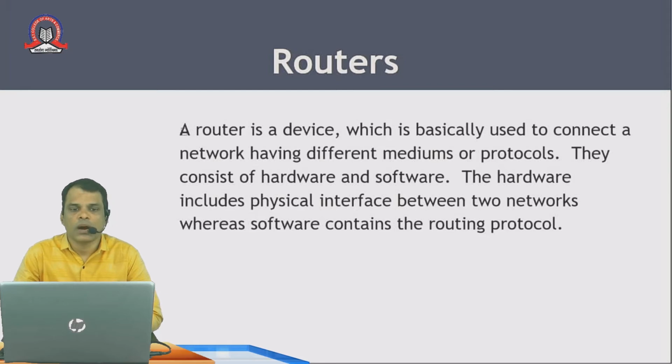After bridges, there are routers. A router is a device which is basically used to connect networks having different mediums or protocols. If the protocols are different or the mediums are different, we have to use the router. They consist of hardware and software. The hardware includes the physical interface between two networks, whereas the software contains the routing protocols. We will see what is meant by a protocol in the next slides.